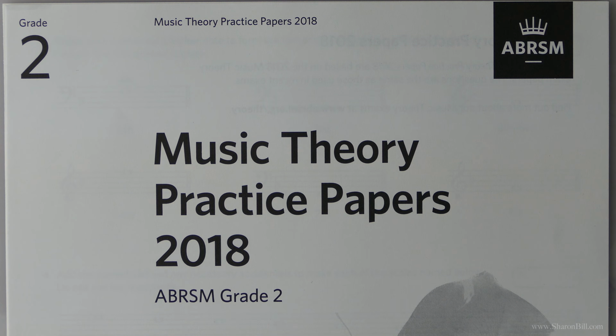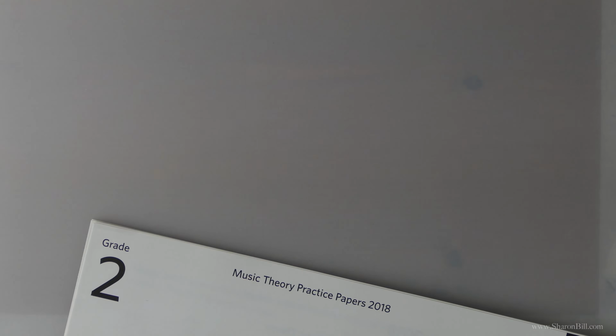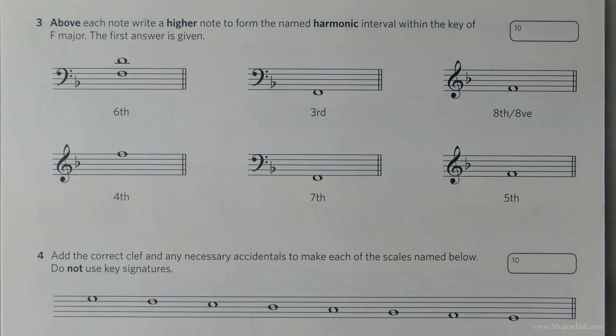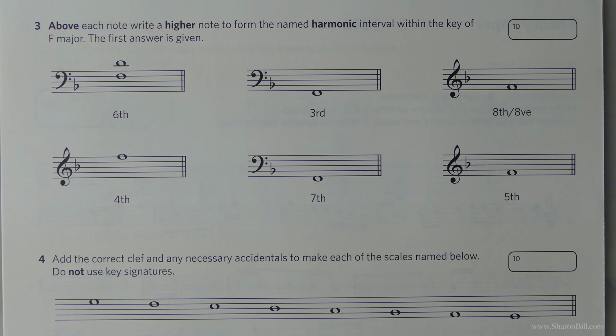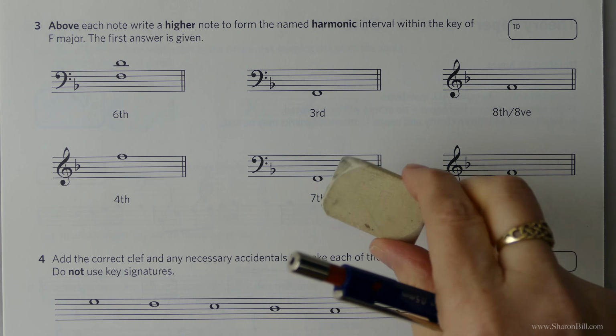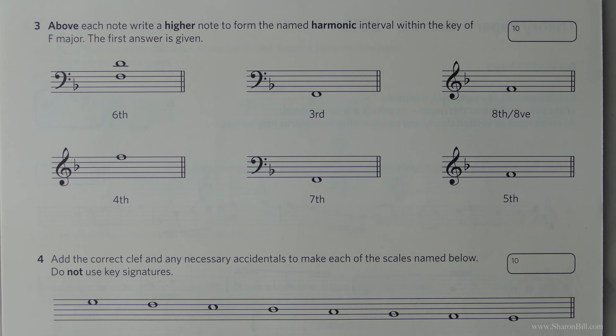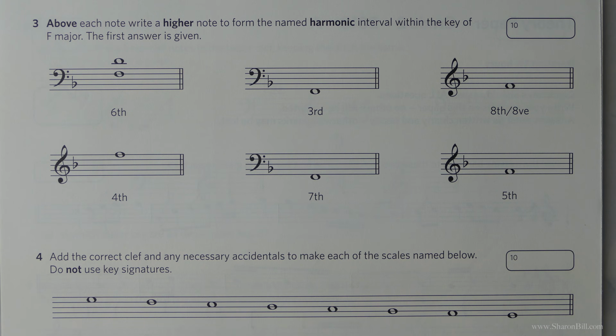And now we're going to look on to the next part of Paper A of the 2018 Grade 2 practice papers. So if you turn with me to page 4, we'll begin with question 3. Now, I'm hoping you've had a go of this. It's much better to have a go. It doesn't matter if you go wrong, you can just rub it out and have another try. And so now we'll work through these together.